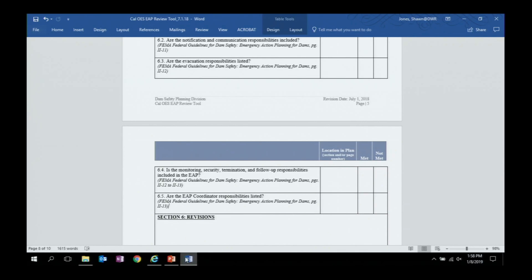Have you identified how you're monitoring your dam, the security? How's that being done? Is that something where you have someone who's walking around the dam and doing that daily? When is that being done? Is there a schedule for that? And who's responsible for doing that and handling the security of it?